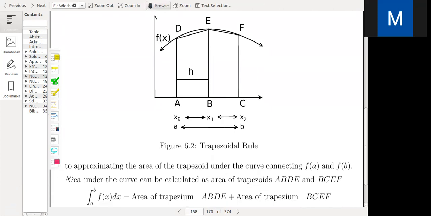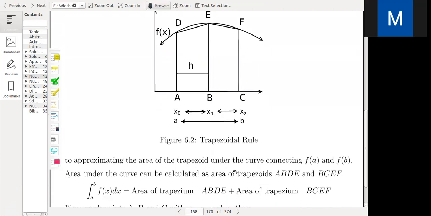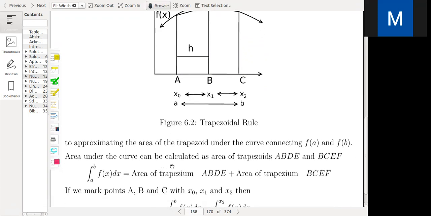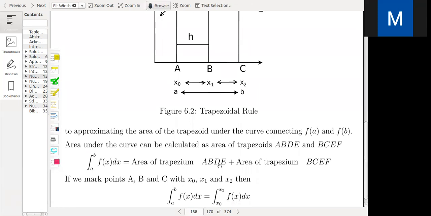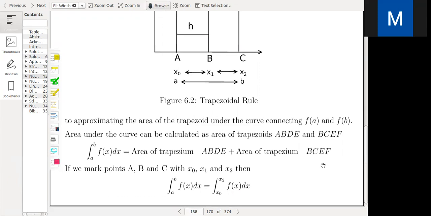Trapezoidal rule. To approximate the area under the curve connecting f of a and f of b, the area under the curve can be calculated as the area of trapezoids ABDE and BCEF. So the area of trapezium ABDE plus the area of trapezium BCEF can be written as the integral from a to b, as the integral from x0 to x2. Because this interval AB is now subdivided into two intervals, x0 to x1 and x1 to x2.